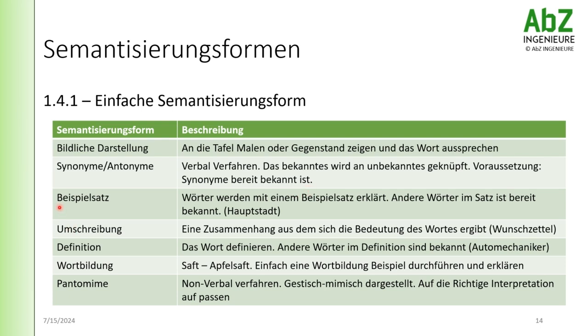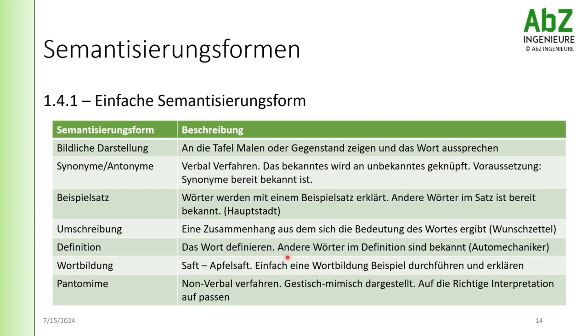Then we have something called Beispielsatz, or example sentence. As the name suggests, you're going to explain the word with an example sentence. And of course, this also has a prerequisite that the other words in the sentence are also known. Then we have Umschreibung. This is known as rewriting in a meaningful form with known words. So, for example, Wunschzettel: you can ask them to write all the wishes on a paper and then you call the paper a Wunschzettel.